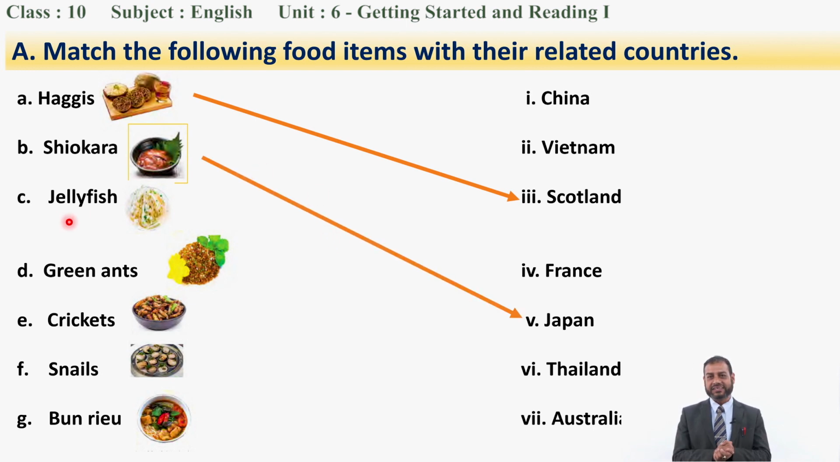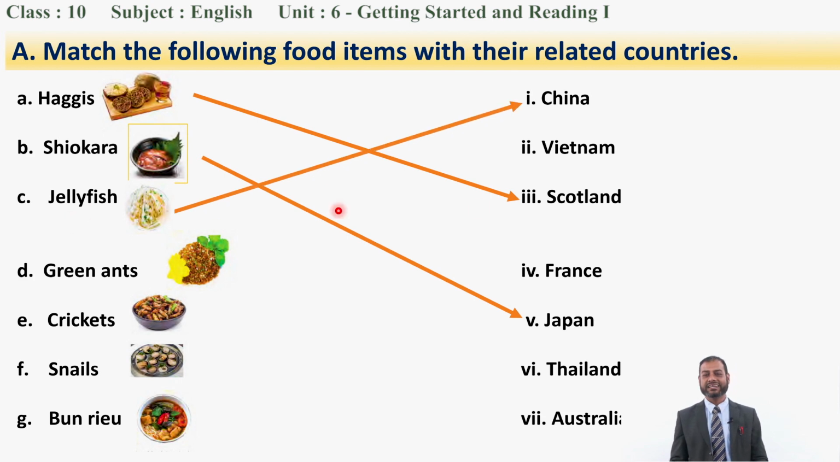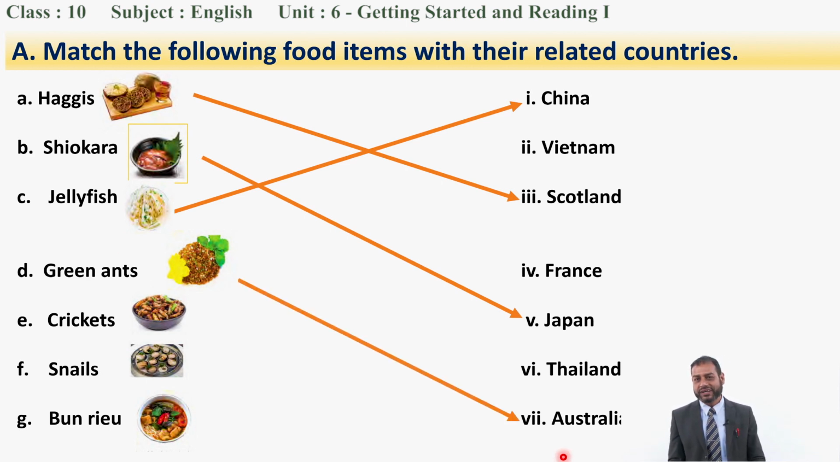Next, jellyfish. Where is it? Tell me loudly once again. Is it Vietnam? Is it China? Is it Thailand? Okay, let me check. Jellyfish is China. So are you right? Good job. Next one, green ants. So which is the country? All of you tell me once again. Okay, let me check. Green ants is Australia.